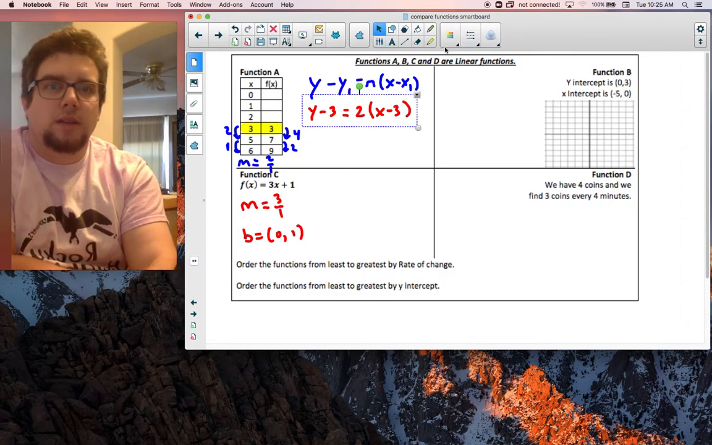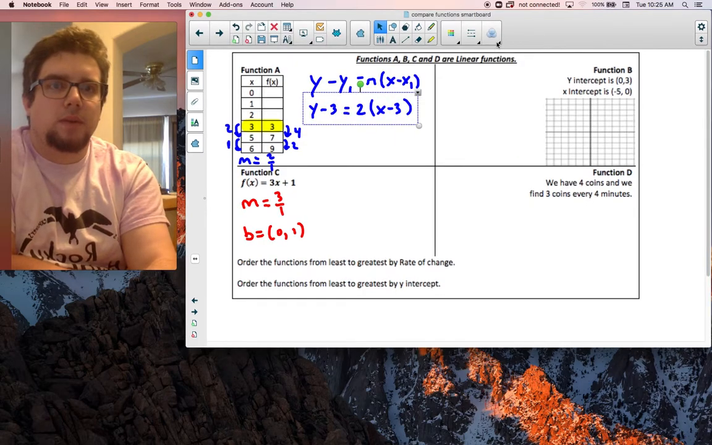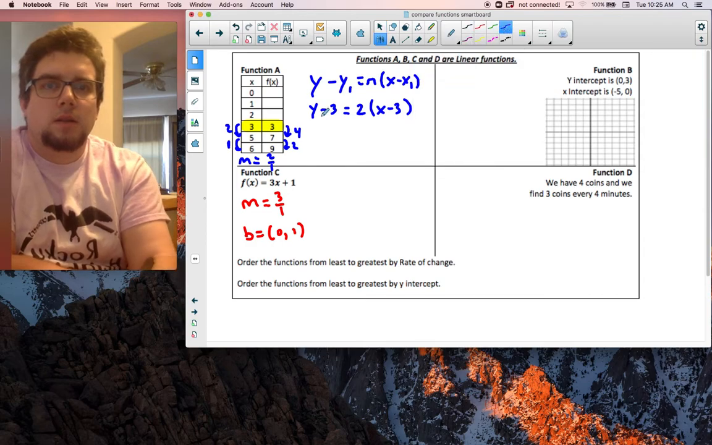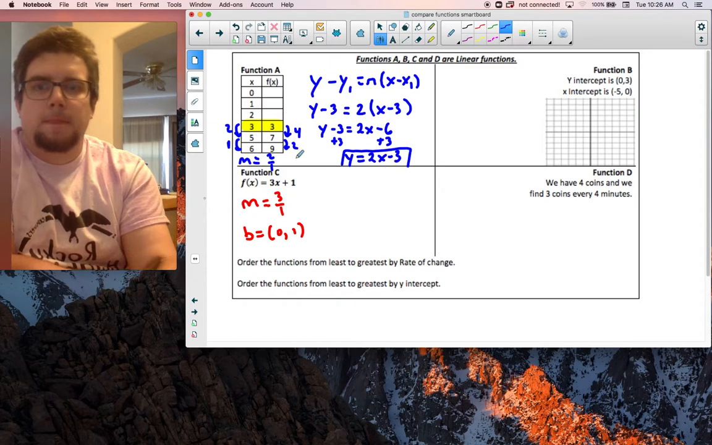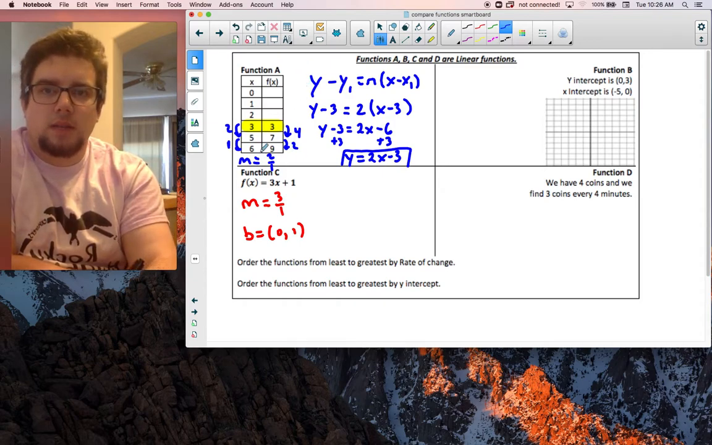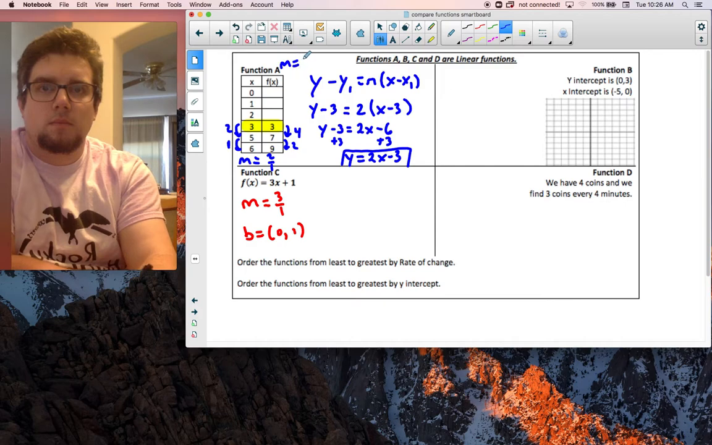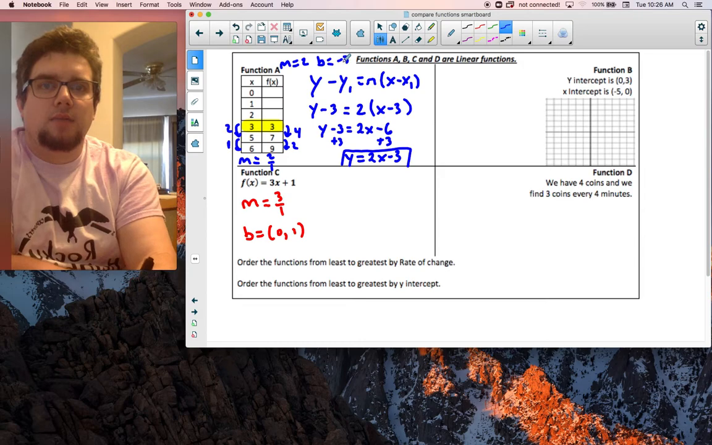Again, should have done that in blue because I want all these different problems to be written in the same thing. Okay. So we distribute, so we get y minus 3 is equal to 2x minus 6. Add 3. So y equals 2x minus 3. So here's our equation. So our slope is 2 over 1, or 2. Our y-intercept is negative 3.